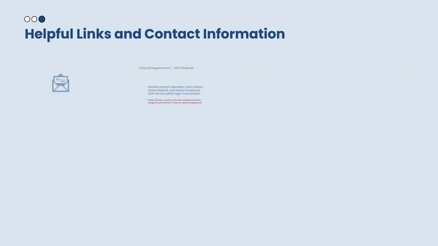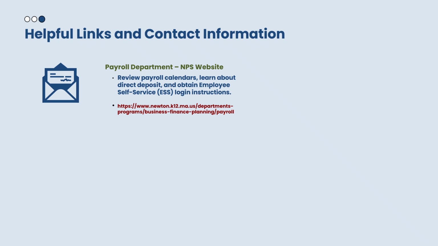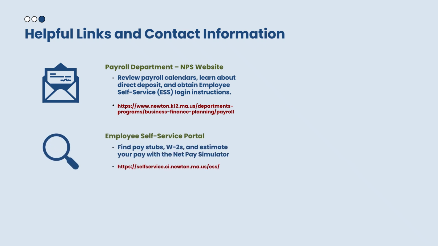Employees may have several questions about payroll, particularly new employees receiving pay for the first time. The Payroll Department's page of the website offers information on payroll dates, payroll process, and the Employee Self-Service Portal. This portal provides employees access to their pay stubs, W-2s, and the Net Pay Simulator, a tool to estimate your net pay based on changes to your period pay and/or your deductions. These changes will result in a new net pay, which employees can view by using the simulator.